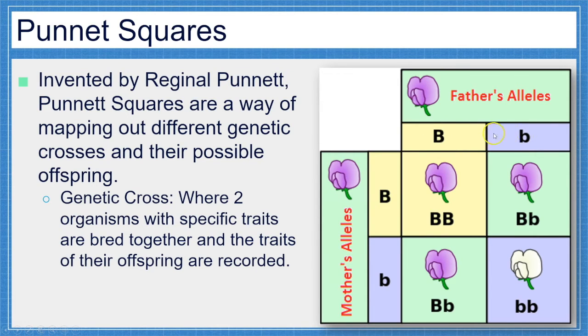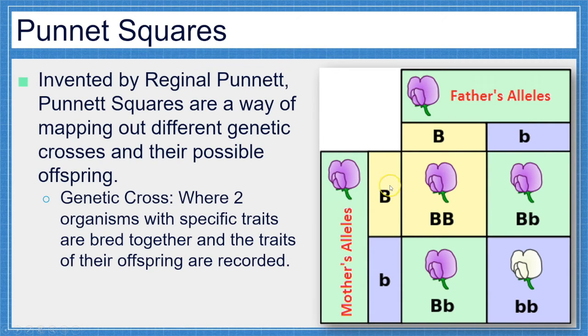So over here, you can see our father, he has a big B and a little b. Those are his alleles, so his genotype is big B, little b. And mum also has the same. So she also has a big B and a little b. So what we do is we draw the alleles separately because the parents can only ever pass on one of their alleles. They can't pass on both of them. So dad's either going to pass on his big B or his little b, and the same goes for mum. She's either going to pass on the big B that she has or the little b.